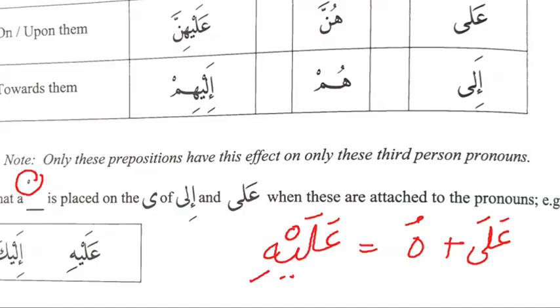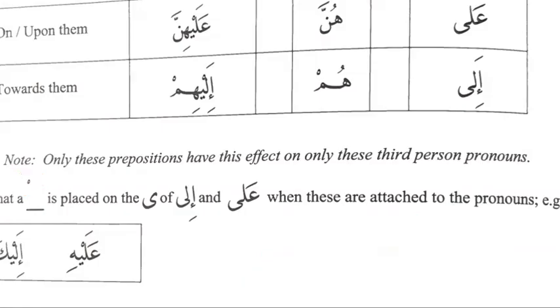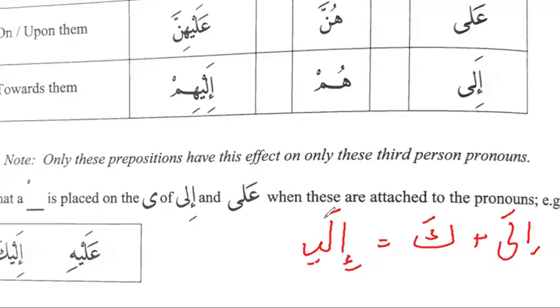Similarly, for ila as well, it comes like this, nothing on the ya, ila. But when you attach it with a pronoun, let's say ka, it will force the ya to have a jazm sign on it. So if you see that jazm sign on it, it doesn't mean anything. It's basically still ila that is attached to a pronoun. Okay? Good so far?